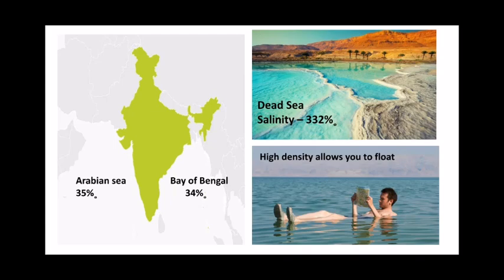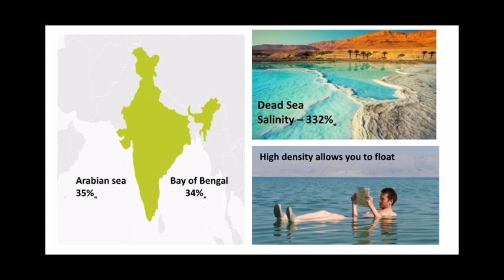Now children, do you know what is the reason behind higher salinity in the western coastal region? So children, it is because there is no fresh water that is added towards the western side, whereas in the eastern side there is more fresh water that is added. So that is why the salinity in the Arabian Sea is higher than the Bay of Bengal.